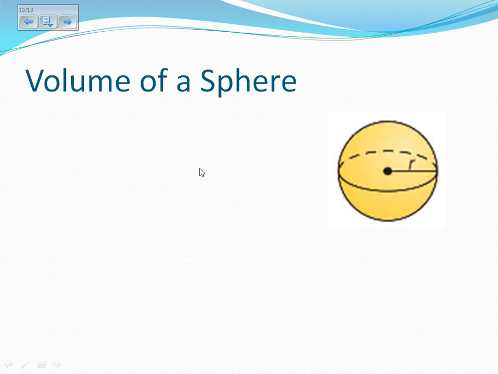The other thing we need to know is the volume of the sphere. So we're back to the notes, please. The volume of the sphere. This one, how to draw a sphere. Draw a circle. Draw a belt. And then dash the belt around the back.